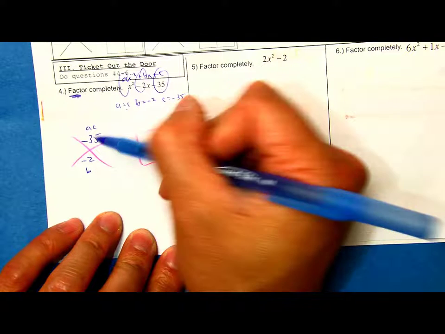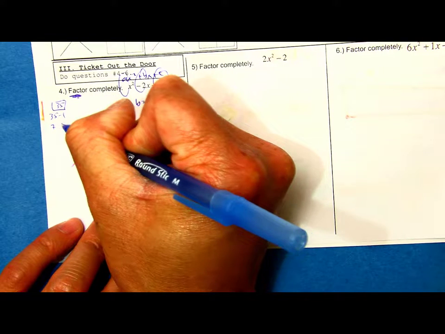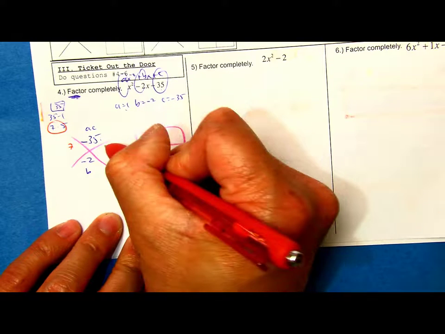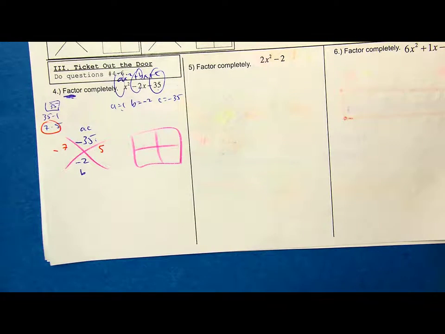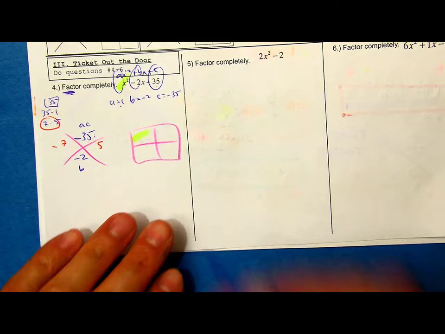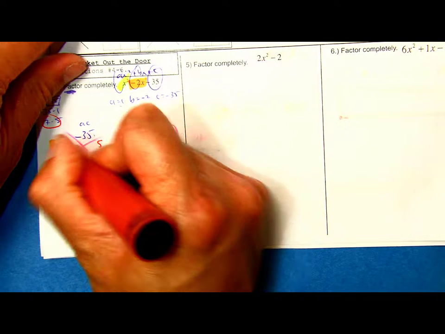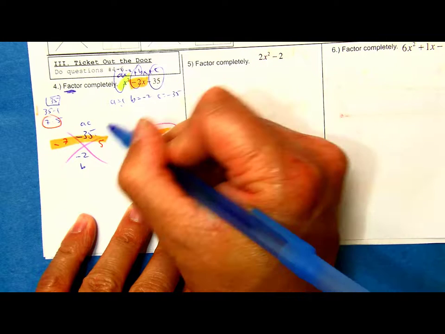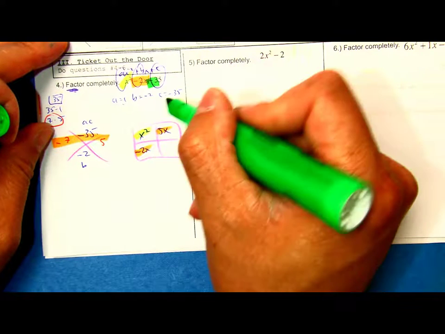Now I need to think of all the factors of 35: 35 and 1, 7 and 5. Well, I'm going to choose these two. Now I have to think of combinations of positives and negatives. So that would be -7 and 5. This whole first term always goes in the top left. So that will be x squared. This b term, we just split it into these two terms. So they always go there. And that is 5x. And then your C term always goes here.